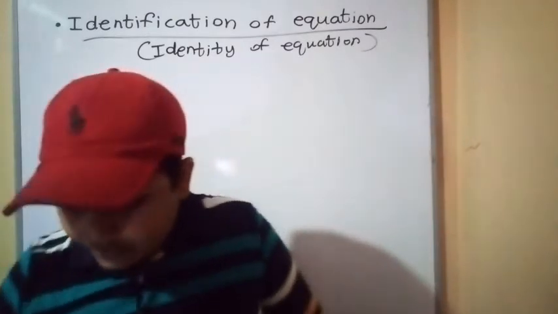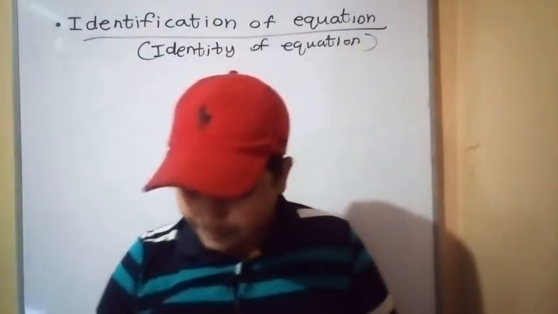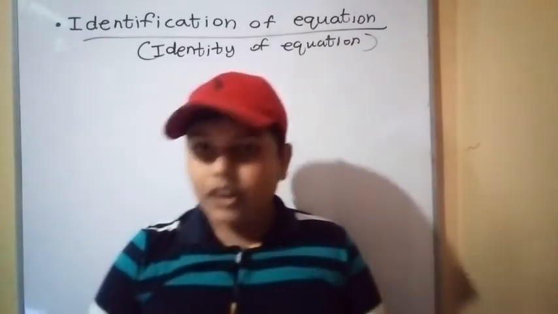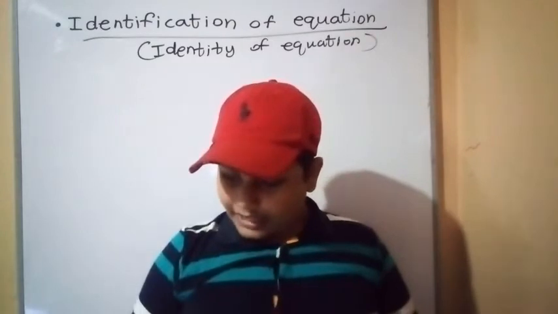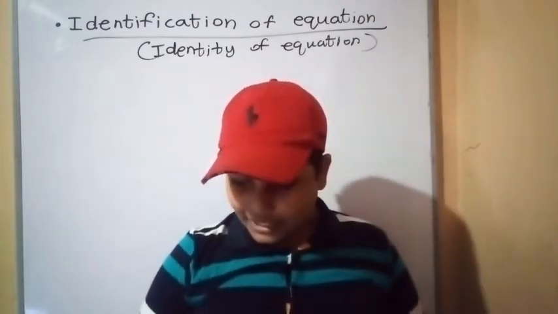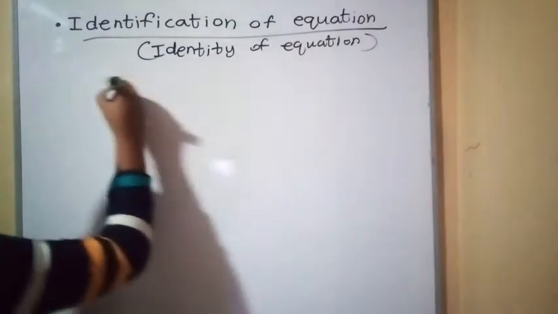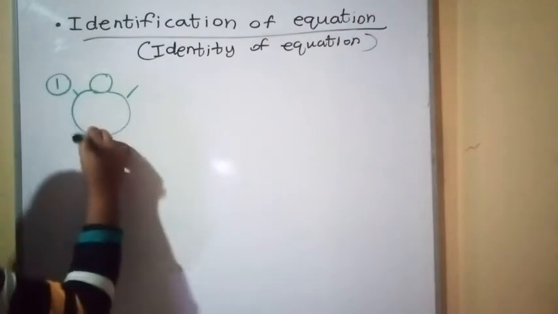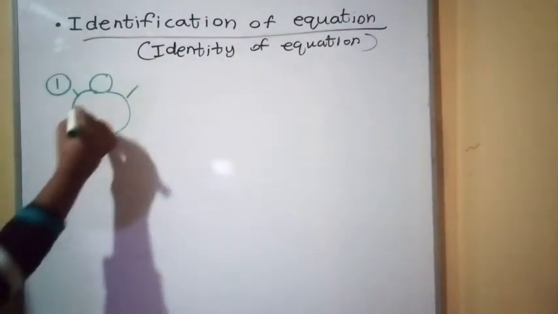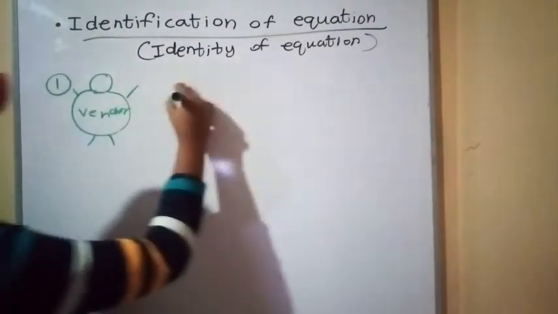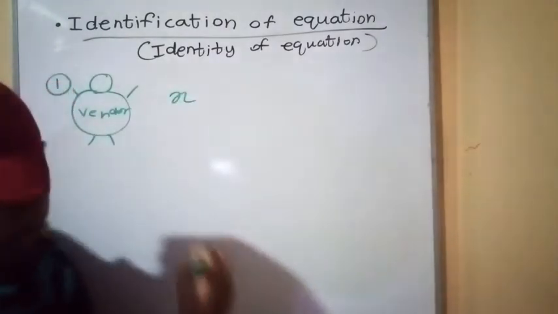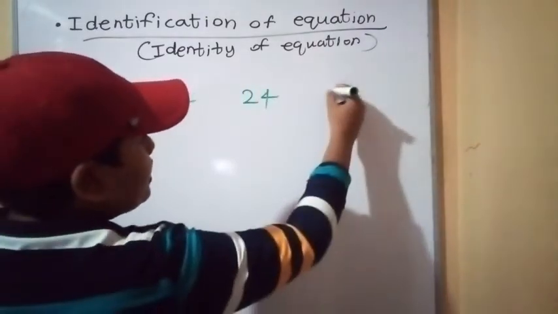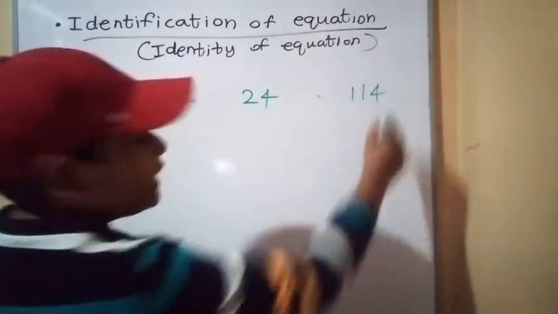Now the first one: a vendor had X mangoes. He bought another 24 mangoes. He now has a total of 114 mangoes. Let us express this information by an equation. Now that means a vendor. This is the vendor. The vendor has X mangoes, and he bought another 24 mangoes, and now he has 114.